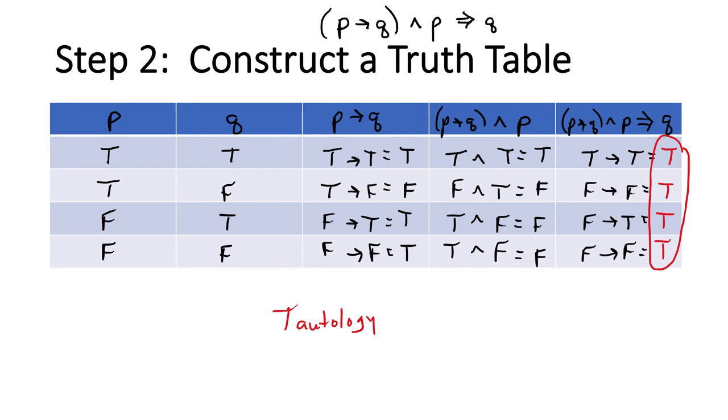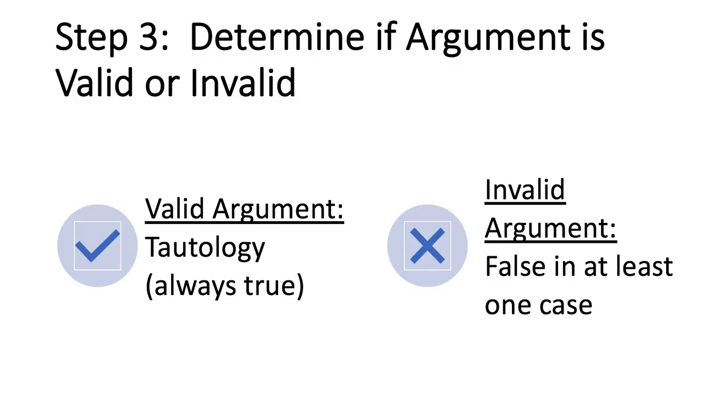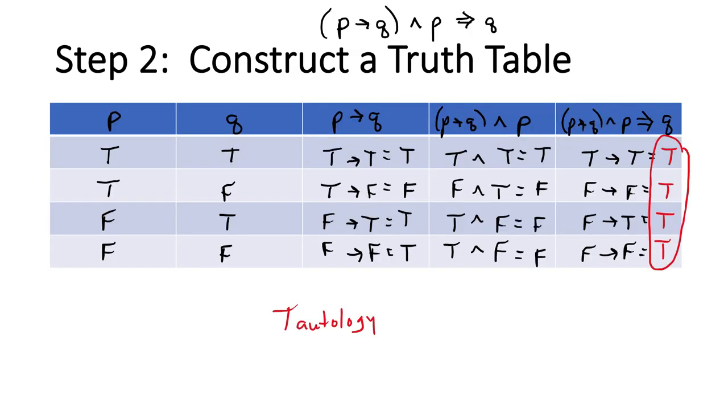Now, the last step in this process is to determine whether your argument was valid or invalid. So in other words, going back to our argument, if the sky is blue, then the sun is shining. The sky is blue, therefore the sun is shining. We want to know if that's a valid argument or not. So valid arguments are those that are tautologies, that are always true in every case. An invalid argument is false in at least one case. And since we identified our problem as a tautology, we know that we have a valid argument. And so I would want to come back to my problem and make that note that what we have worked out is a valid argument.